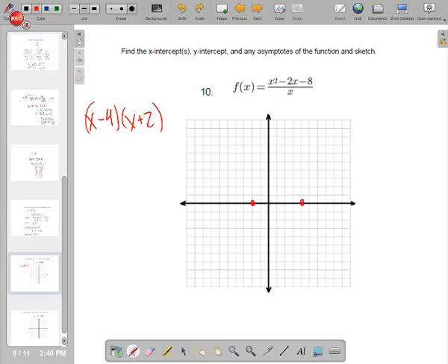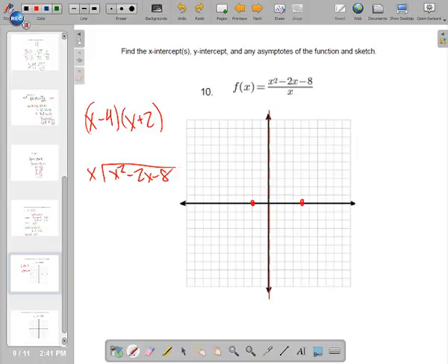Now I have to find the y-intercepts. So I plug in 0. I can't plug in 0 because there's an asymptote. I'll just draw it right now. There's a vertical asymptote along the y-axis because you cannot divide by 0. And then the last thing, I need to find the horizontal asymptote. Well, there isn't a horizontal asymptote because the degree of the numerator is 2 and the degree of the denominator is 1. I need to do long division to find the slant asymptote, x squared minus 2x minus 8.